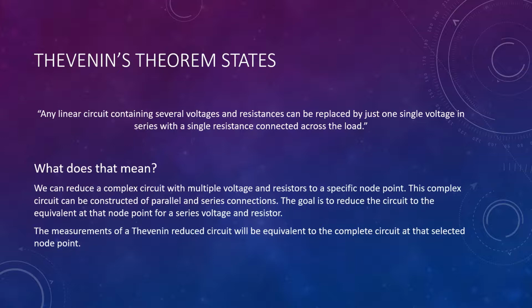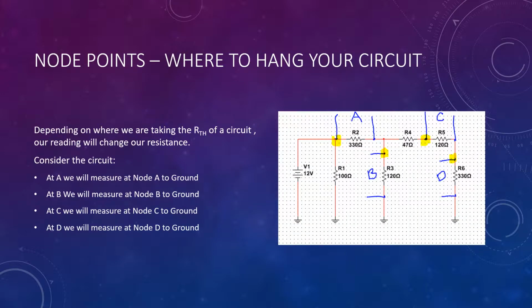This complex circuit can be constructed of parallel and series connections. The goal is to reduce the circuit to the equivalent at the node point for series voltage and resistor. The measurement of the Thevenin reduced circuit will be equivalent to the complete circuit at that selected node point. So, node points: where to hang your circuit? Depending on where we're taking the Thevenin resistance of a circuit, our reading will change.